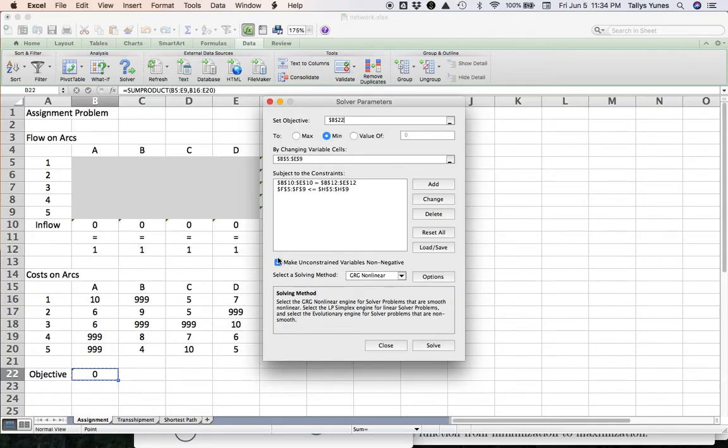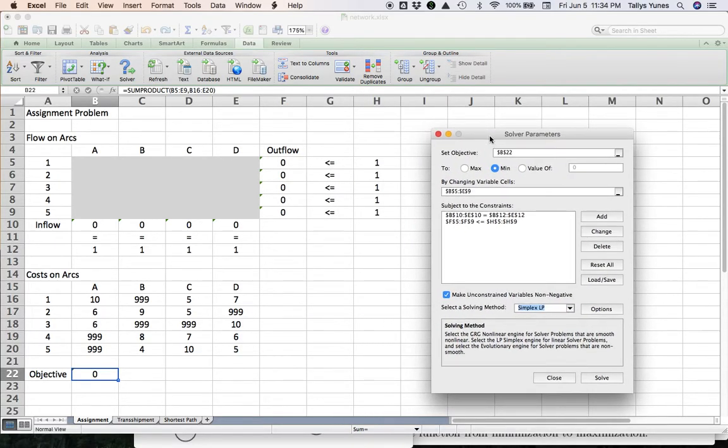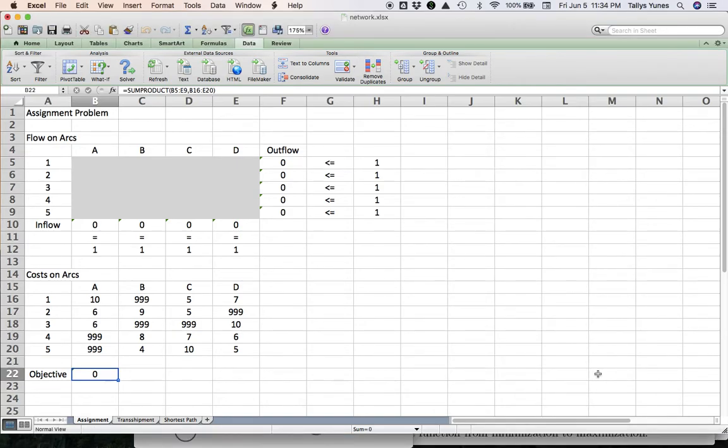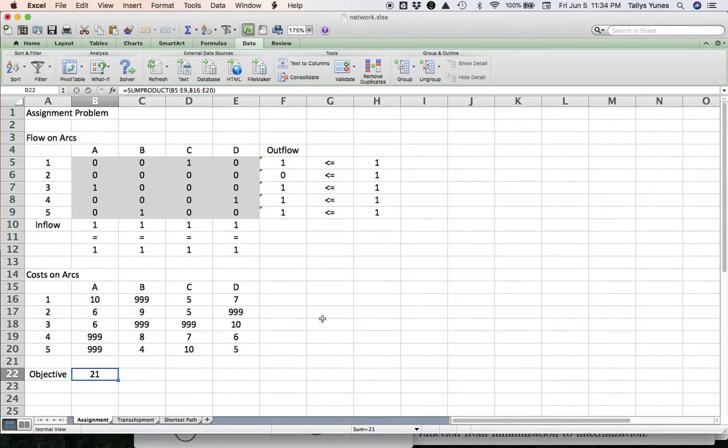Great. Make sure variables are non-negative, and because everything is linear, we want to choose the simplex LP, linear programming solver. And let's click solve, right? All right, let's see, it should be done quickly. Great. Now let's take a look.